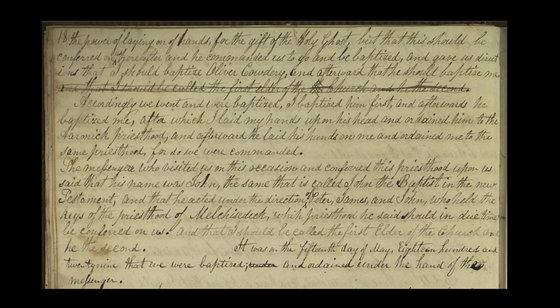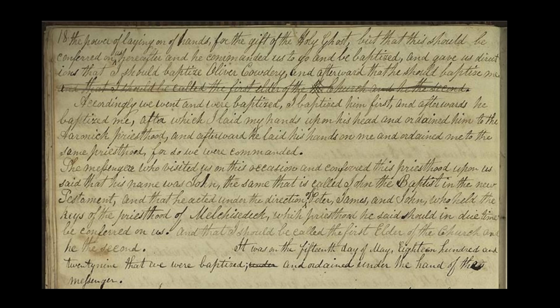He said, "This Aaronic priesthood had not the power of laying on of hands for the gift of the Holy Ghost, but that this should be conferred on us hereafter, and he commanded us to go and be baptized, and gave us directions that I should baptize Oliver Cowdery, and afterward that he should baptize me."